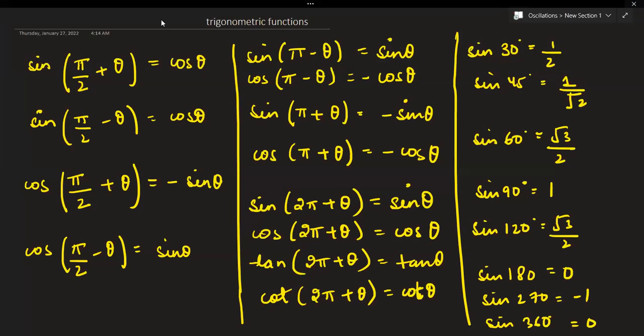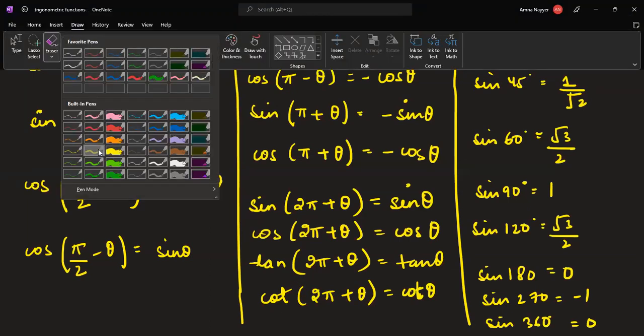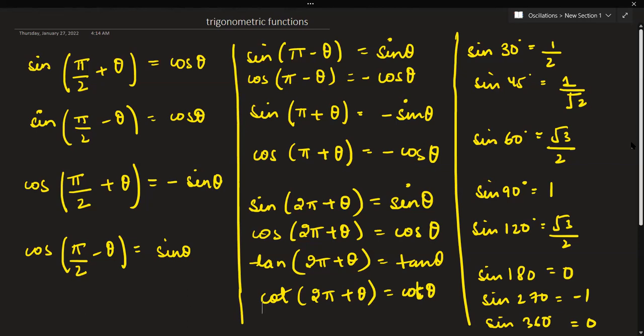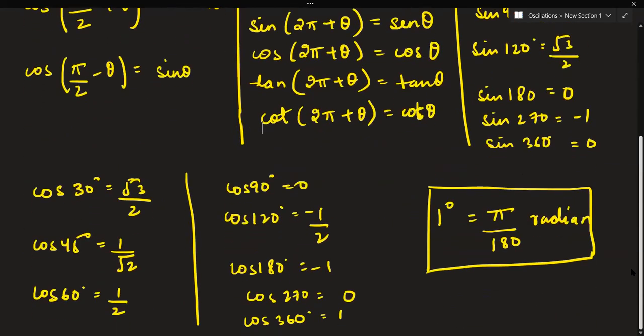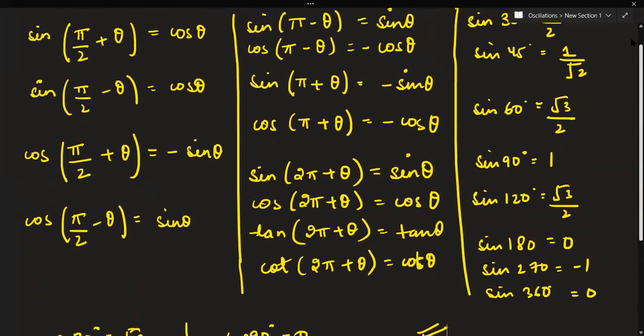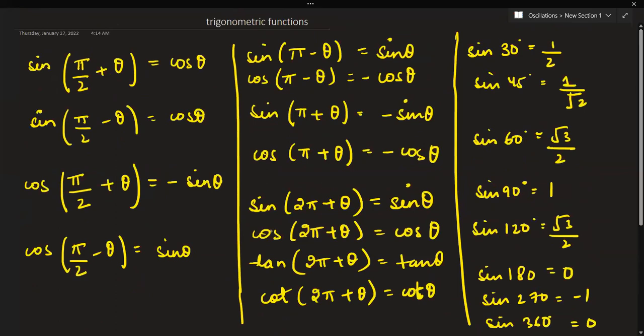There's nothing to explain here. Wherever you want me to explain, just let me know. You have already learned these. And remember this also: 1 degree is pi by 180 radians. All right, so just copy the trigonometric functions, then we will understand what oscillations are, what SHM is.